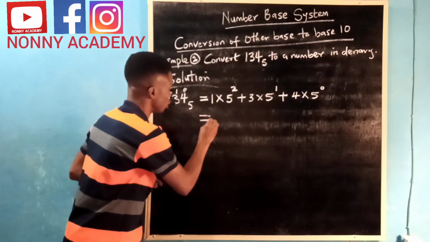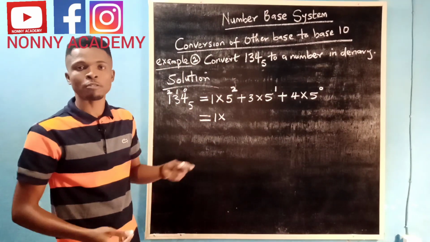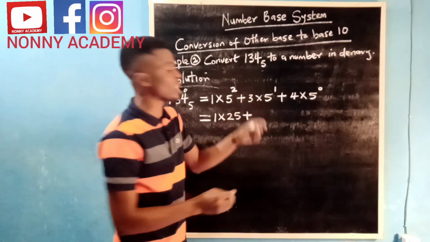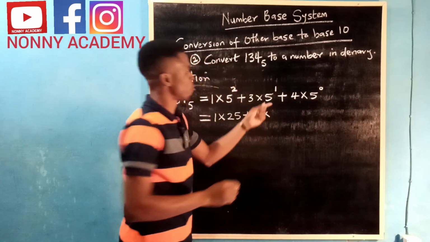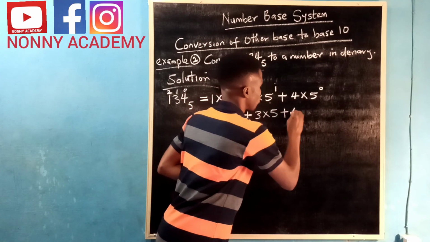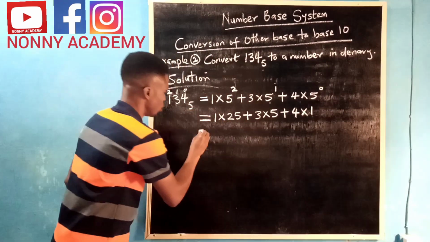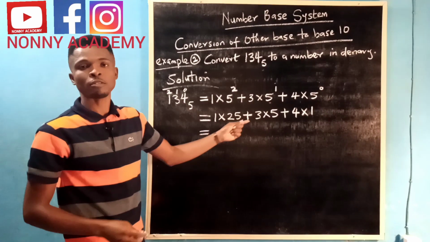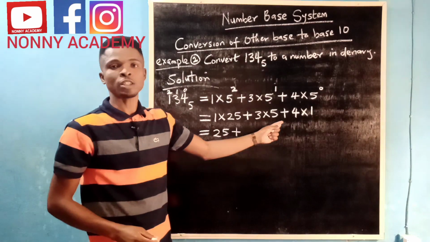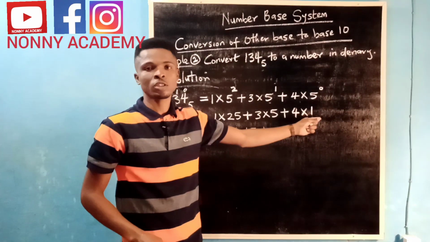Then I continue. Equal to 1 times 5 raised to power 2 is 5 times 5, which is 25. Plus 3 times 5 raised to power 1 is 5. Plus 4 times 5 raised to power 0 is 1. Then we proceed. 1 times 25 is 25. Plus 3 times 5 is 15. Plus 4 times 1 is 4.